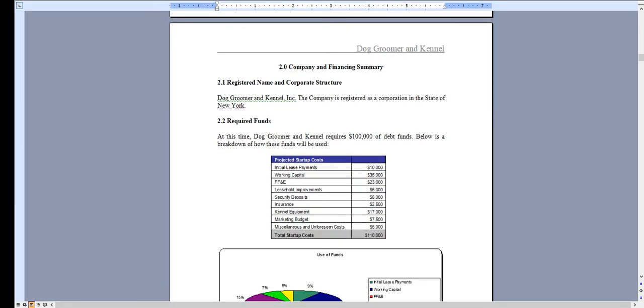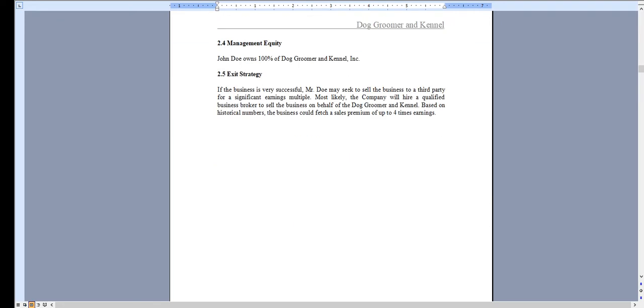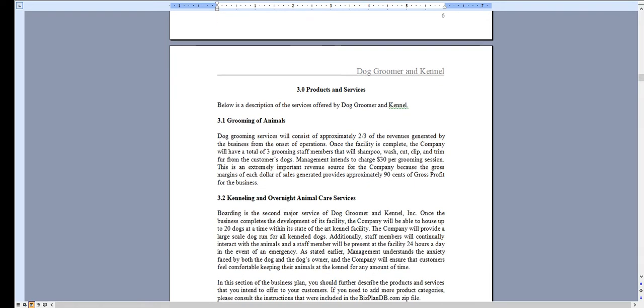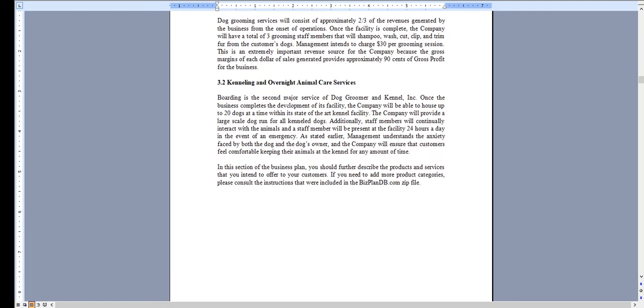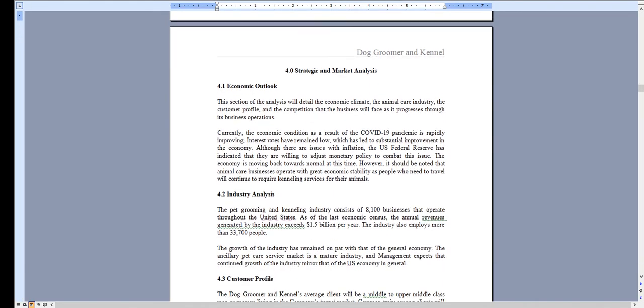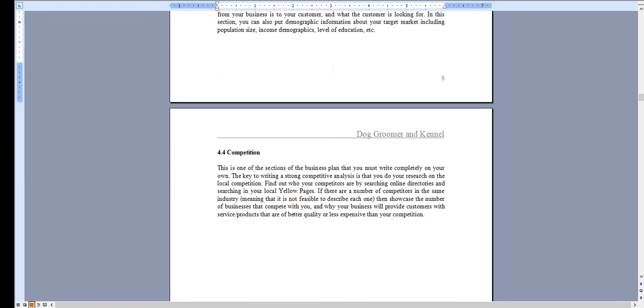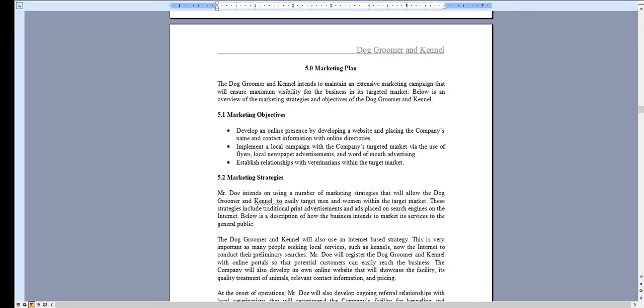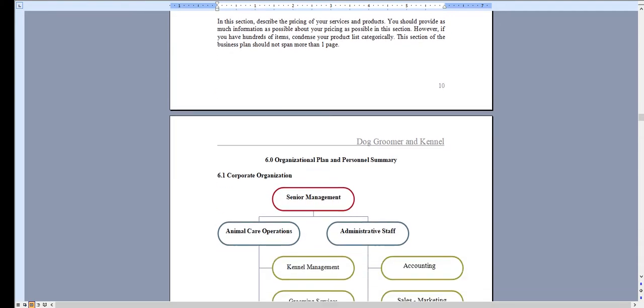Chapter 2 deals with the company and financing summary. Chapter 3 is an overview of the grooming and kenneling of dogs and cats. Chapter 4 is the industry research, which discusses matters including COVID-19, and everything is updated for this year. Chapter 5 is the marketing plan, and there's a standalone 24-page marketing plan that comes along with this.